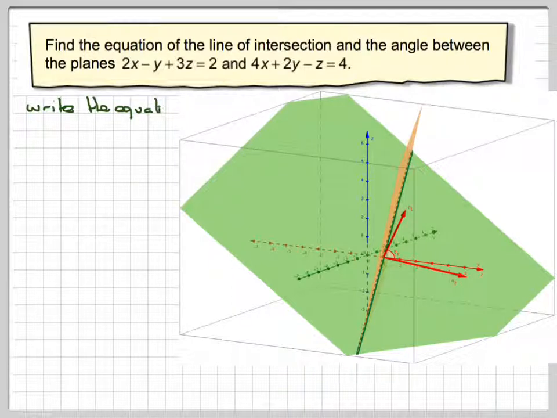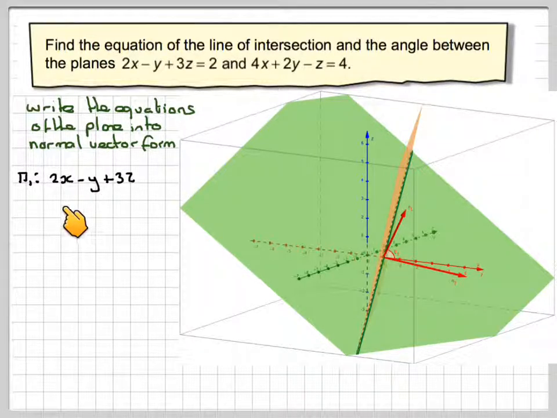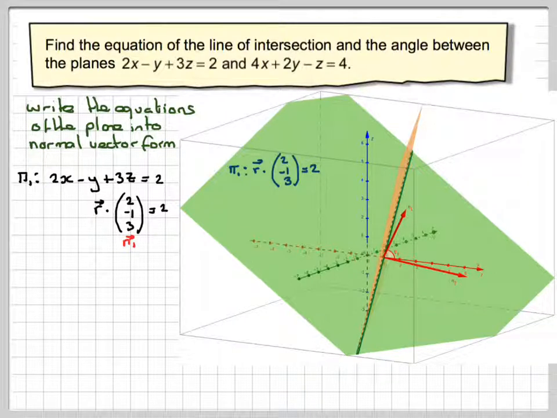Okay, so first of all, take the equations of the planes and write them in the normal vector form. The first one is, remember we use capital pi for a plane, 2x minus y plus 3z equals 2. Remember, the 2, the minus 1 and the 3 give you the normal vector, so it's r dot (2, minus 1, 3) equals 2. This gives you the first normal.